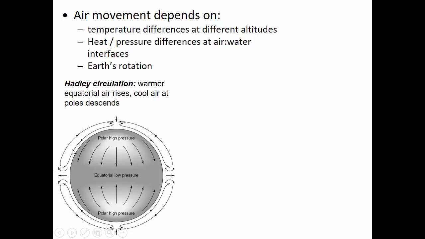The first general trend in Hadley circulation is that in the northern hemisphere, the general motion of the air is towards the south. In the southern hemisphere, the general motion is that the air is going towards the equator. And so the air is always converging on the equator because of those temperature differences. Okay, you're with me so far, right?